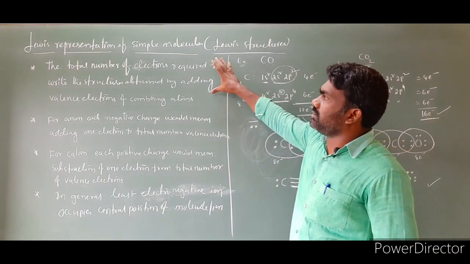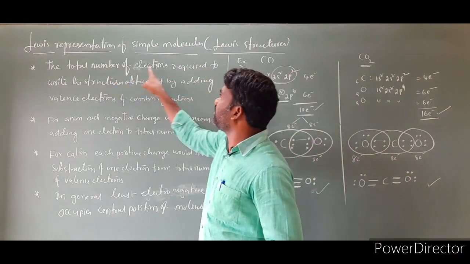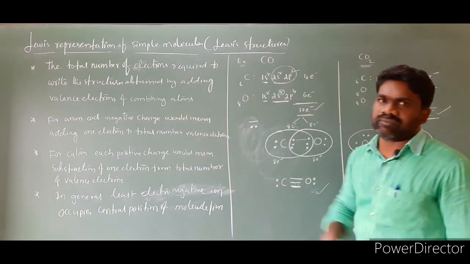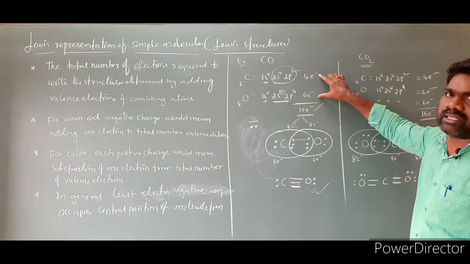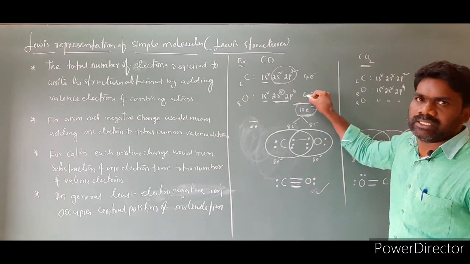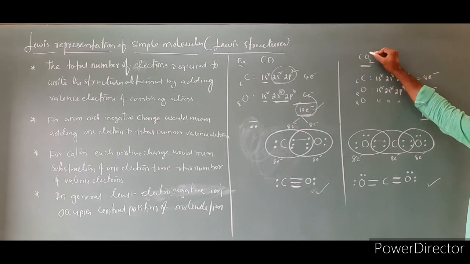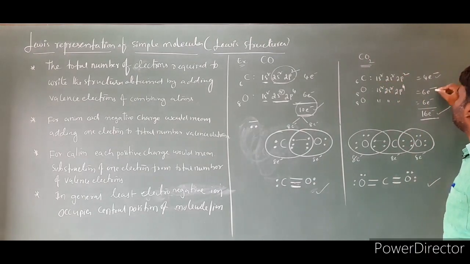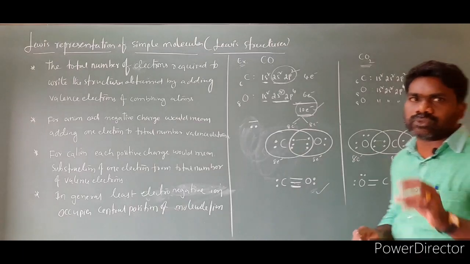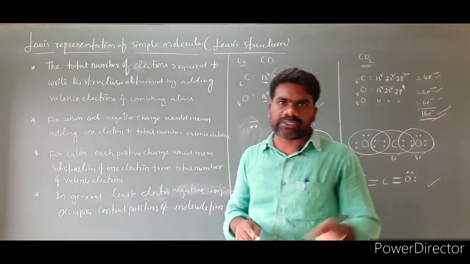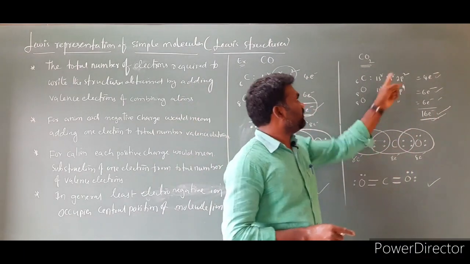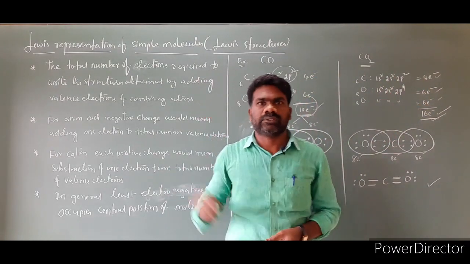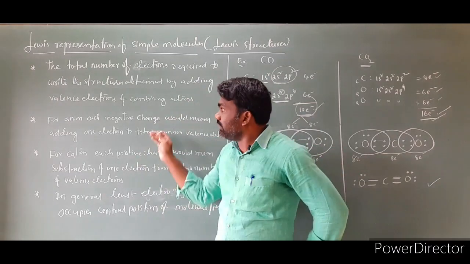Now, the first rule: the total number of electrons required to write the structure is obtained by adding the valence electrons of combining atoms. So we got the total number of electrons. Here also, the combining atoms are carbon and 2 oxygens. So we have to add the valence electrons: 4, 6, 6, total is 16. So this is the first rule, and we wrote some structures.